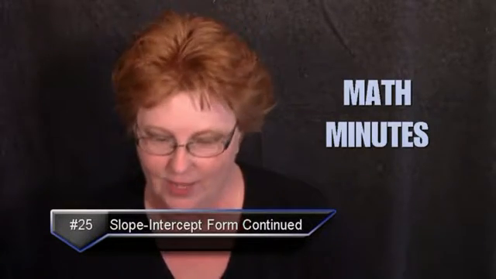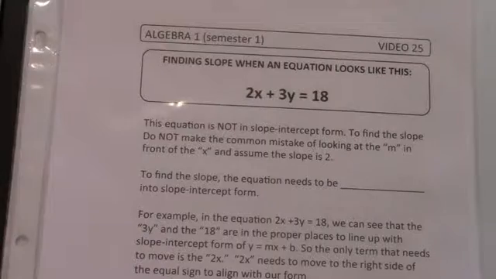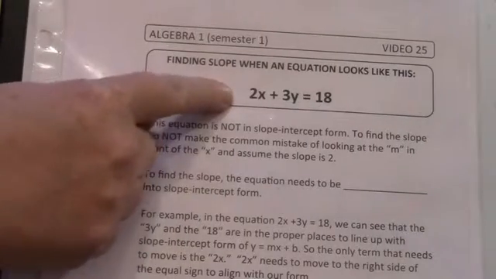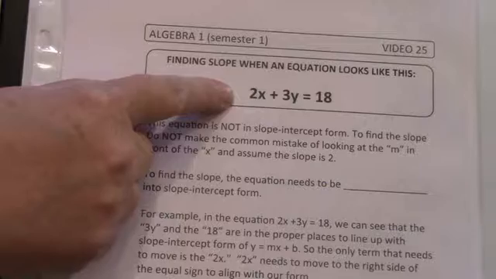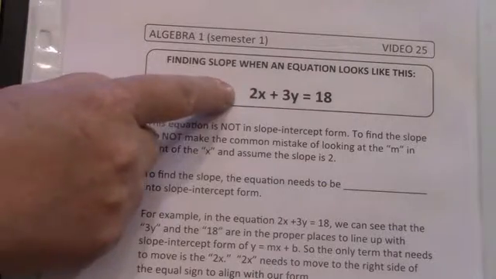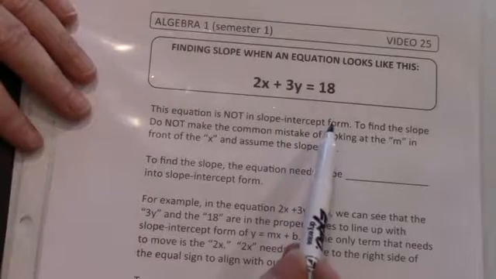Open your notebooks to page 43 and we're going to look at how to graph a line when it's not in y equals mx plus b form. In other words, finding a slope when an equation looks like this: 2x plus 3y equals 18. How do we find the slope? This equation is not in slope-intercept form.